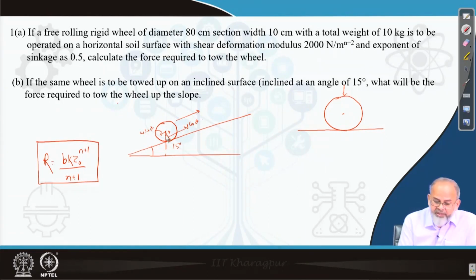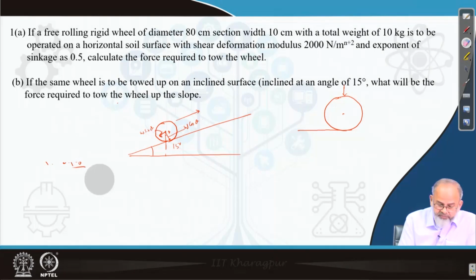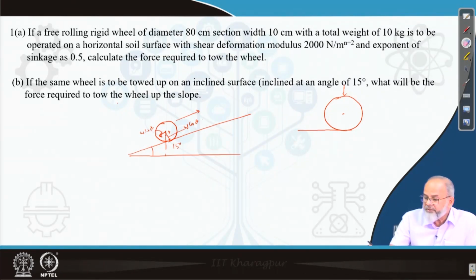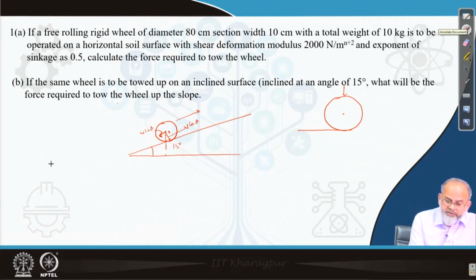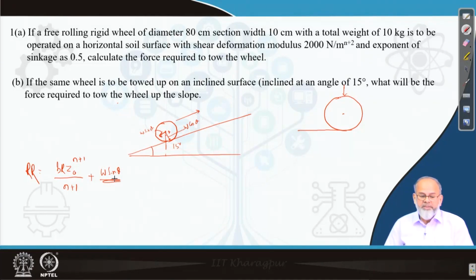Now since the surface is inclined and there is a component acting along the slope, W sin theta, against the direction of travel, opposite to the direction of travel, that means the rolling resistance will be no more the expression which I have given for the horizontal condition. So rolling resistance will be B k Z0 raised to the power n plus 1 by n plus 1 plus W sin theta. So this is the additional component which will come into the picture.